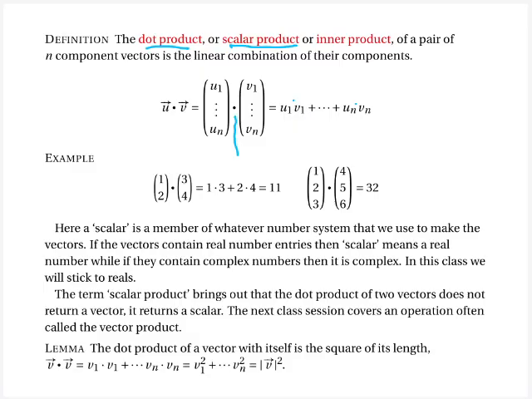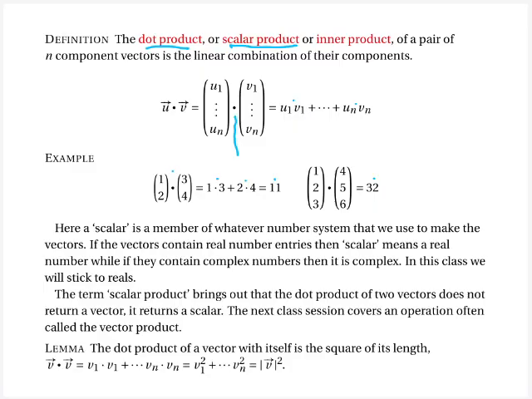Okay, so let's see. Just to do an example, 1, 2 dot 3, 4. You multiply the 1 and the 3, you multiply the 2 and the 4, and you add, and it just comes out to 11. 1, 2, 3 dot 4, 5, 6 comes out to 32 in the same way: 1 times 4, 2 times 5, 3 times 6.